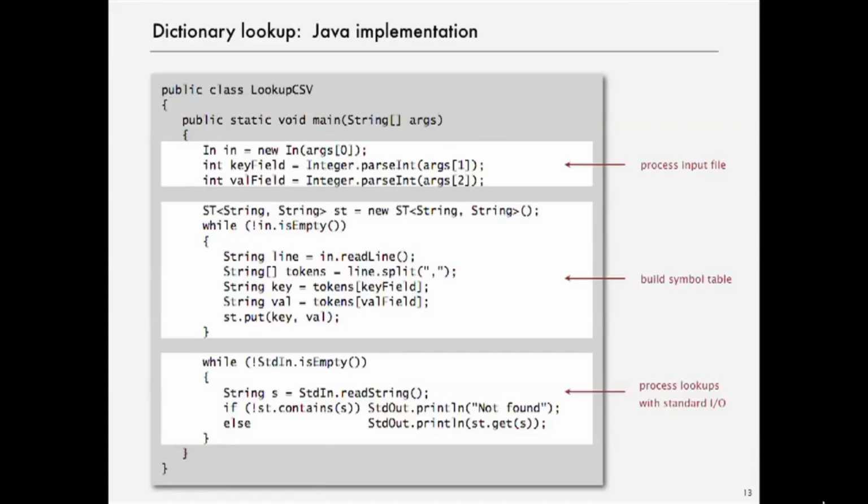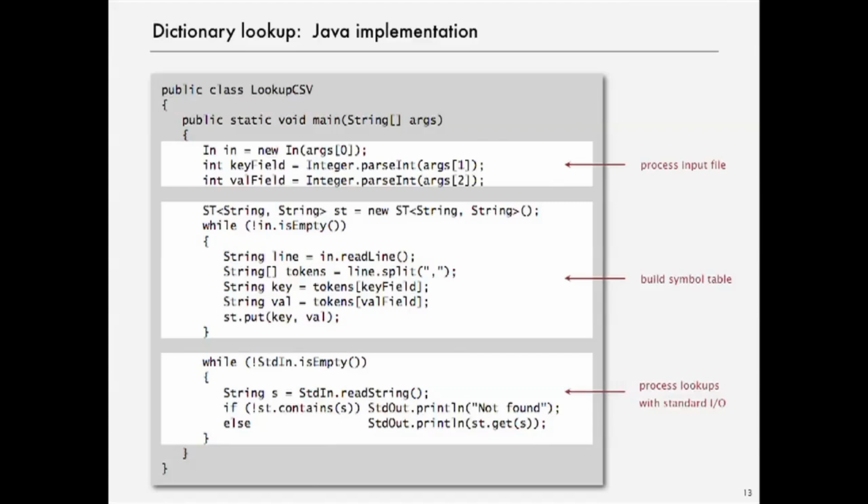And here's the implementation. There's very little to it, given the symbol table API that we've articulated and the implementations that we have. So what do we do to get lookup CSV implemented?